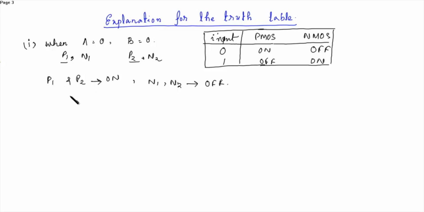When P2 and P1 become on, so certainly there will be a short circuit for these two MOSFETs, and here there will be an open circuit. When P1 and P2 become short circuited, then how will it appear? Something like this.